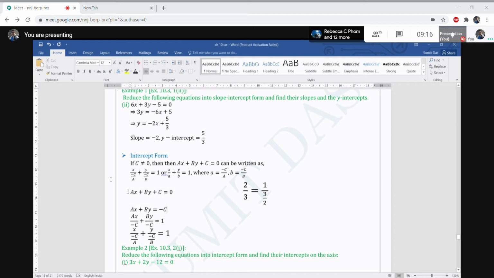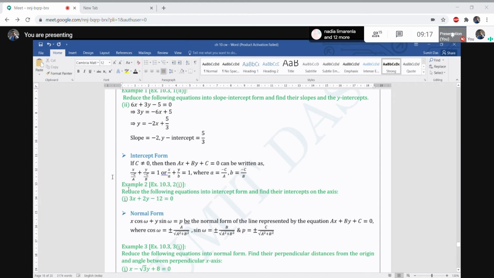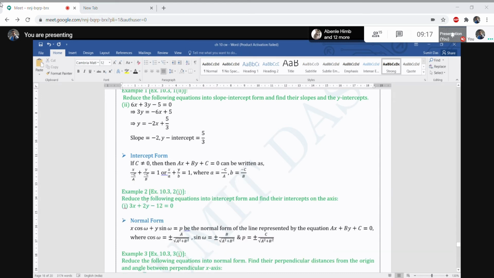This is our rule, how to do it. Whenever, our first step is you have to take the constant part to the right side. Then you have to divide both sides by that constant part. Then you have to take the coefficient of x to the denominator of that constant. That is just as simple as that. So if we do one problem, it will be better for you.